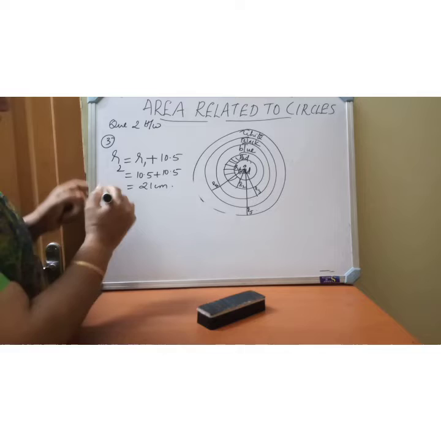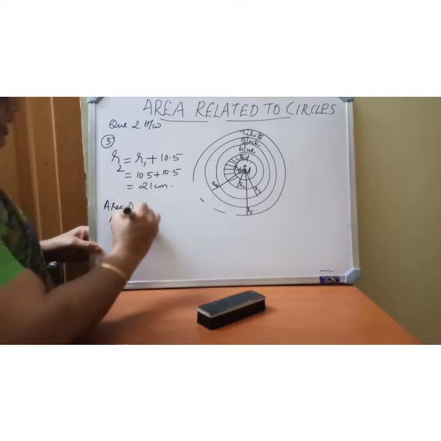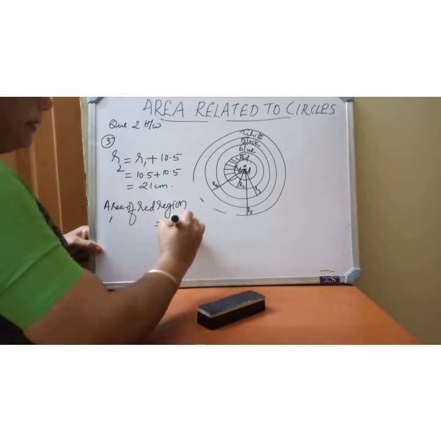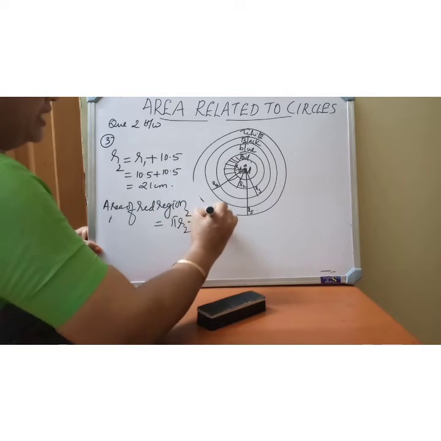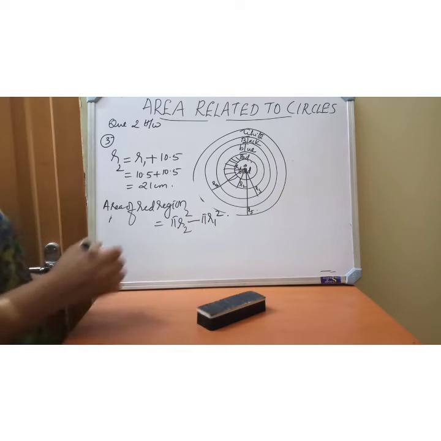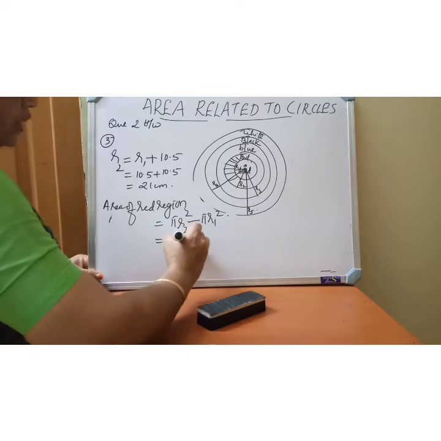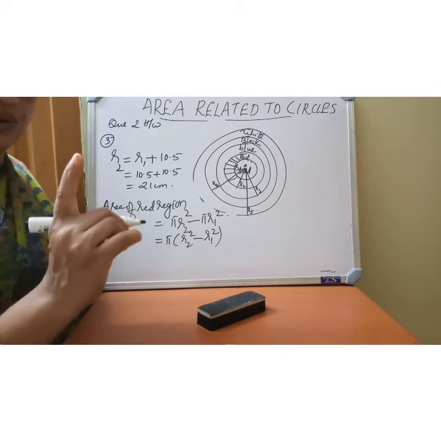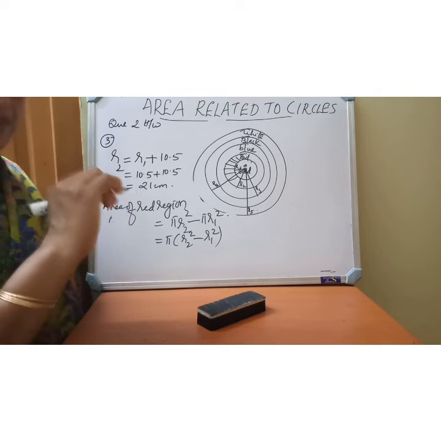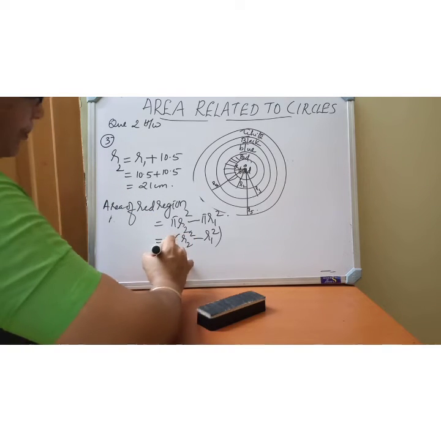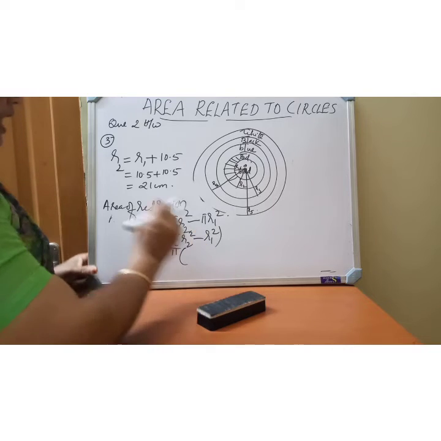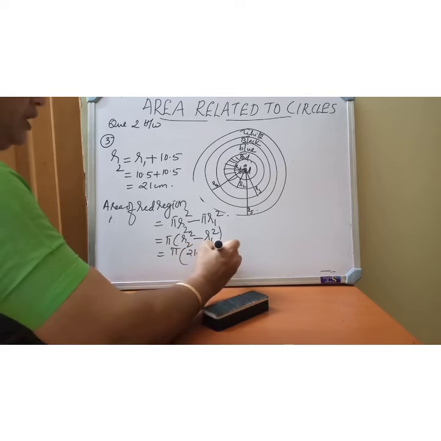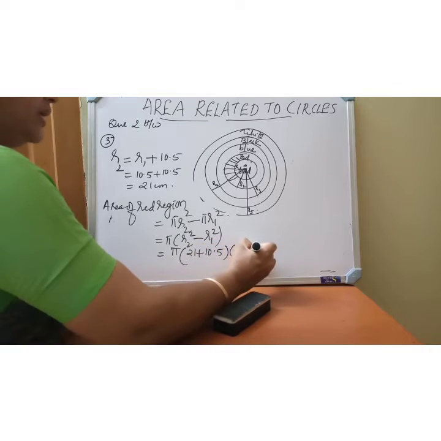Okay, so area of red region is equal to, what is the formula? Pi r2 square minus pi r1 square. So pi into r2 square minus r1 square. This is of the form a square minus b square. What is a square minus b square? A plus B into A minus B. So pi into, our R2 is 21 centimeter. So 21 plus 10.5 into 21 minus 10.5.